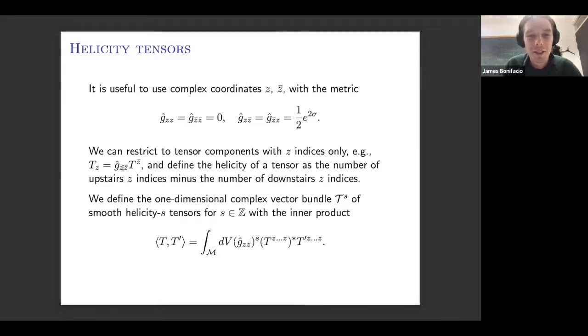Okay, and once I've done that, I will define the helicity of a tensor to be the number of upstairs z indices minus the number of downstairs z indices. So for example, this would be helicity minus 1. We can then define a complex line bundle, which is the space of smooth helicity s tensors, where s is some integer. And on this line bundle, there's an inner product, which I'll make use of a lot, denoted by these angle brackets.